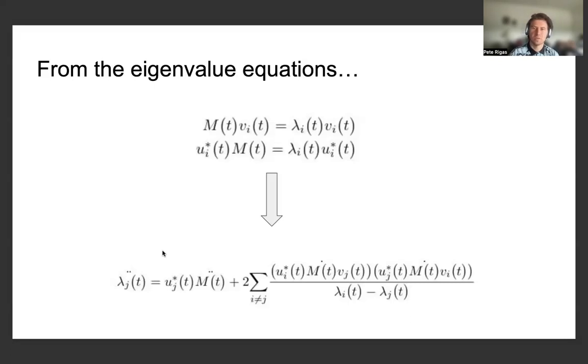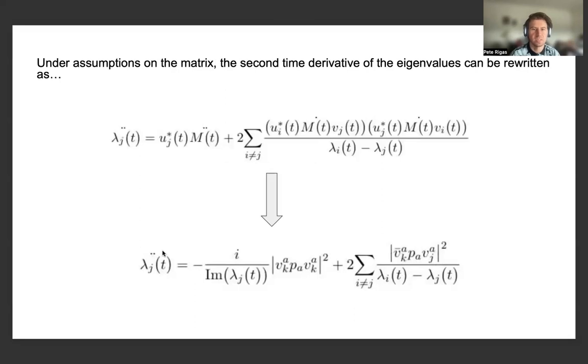And we're going to first spend more time in the open quantum system area, and then we'll briefly describe and demonstrate how these results and this thought process can be carried over to obtain an expression for the second derivative of the eigenvalue lambda j of t for the two other systems, namely the biophysical systems and the parity-time symmetric materials. So under the assumptions on the real matrix that we've been talking about, the second time derivative of the eigenvalues can also be expressed as the following.